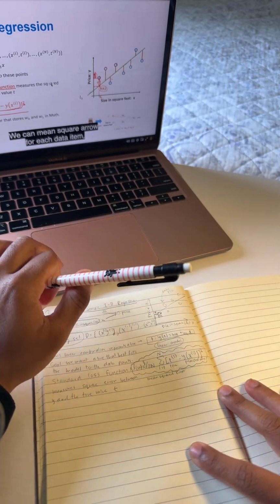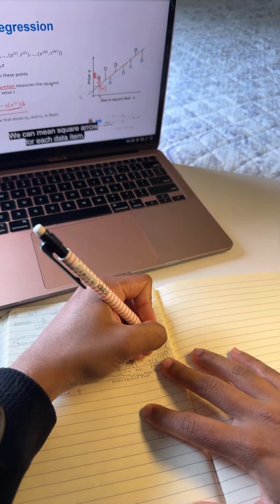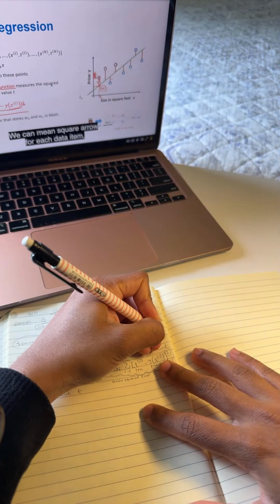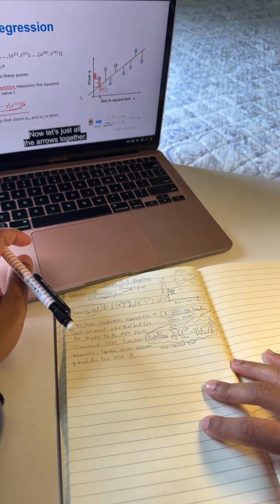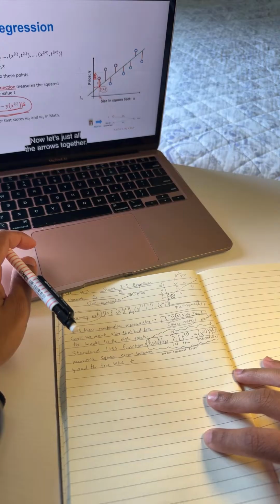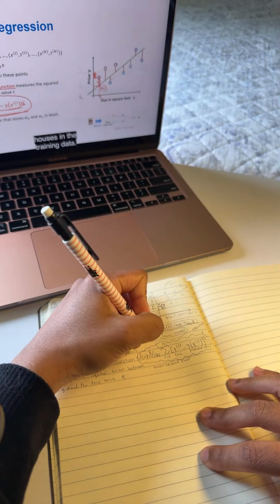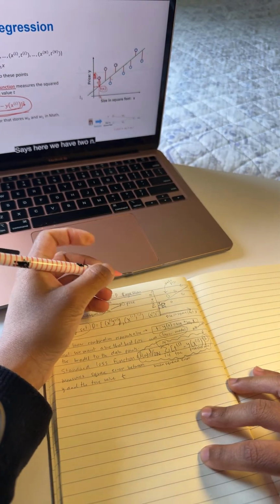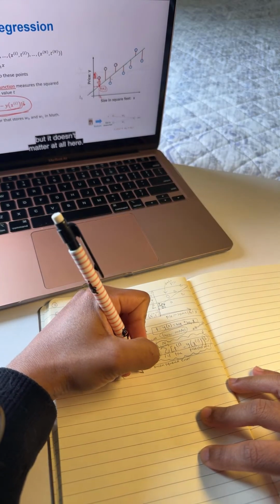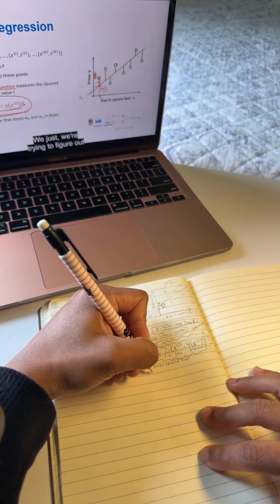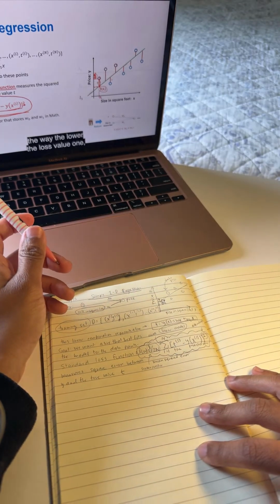So for each data item, for each house, you can get an error. Now let's just sum all the errors together. So this is the overall error among all the given houses in the training data set. Here we have a 1/2, and this is just a scalar factor, but it doesn't matter at all here. We just want to lower the loss value.